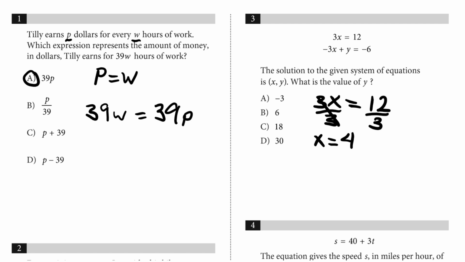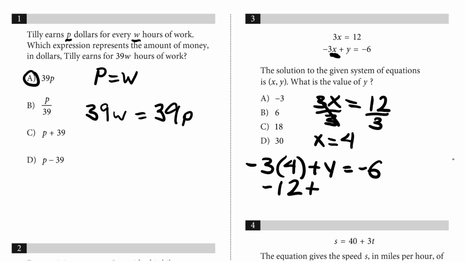Next, we're going to plug in 4 for x in the other equation to get negative 3 times 4 plus y equals negative 6. Negative 3 times 4 is negative 12 plus y equals negative 6. The last step to get y by itself is to add 12 to both sides. And finally, we will get y equals 6.